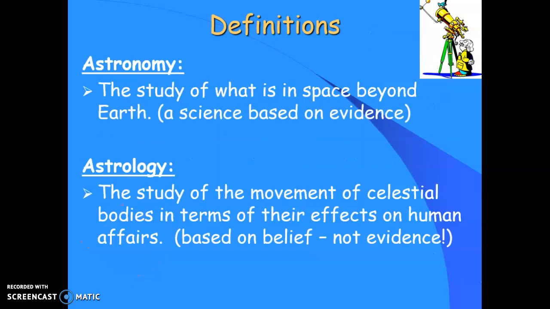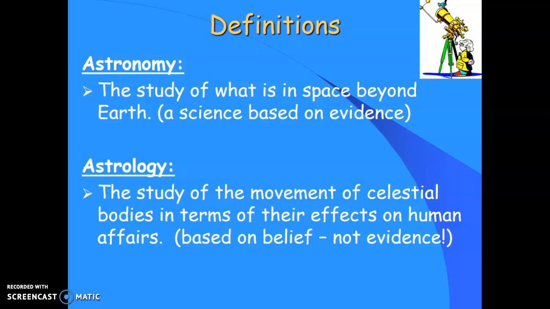So first of all, a lot of people get astronomy and astrology mixed up. So astronomy is exactly what we're going to be doing. It's the study of what is in space beyond Earth, so beyond our planet. So this can be other planets, of course, this can be our solar system or beyond. So it's essentially a science that's based on evidence.